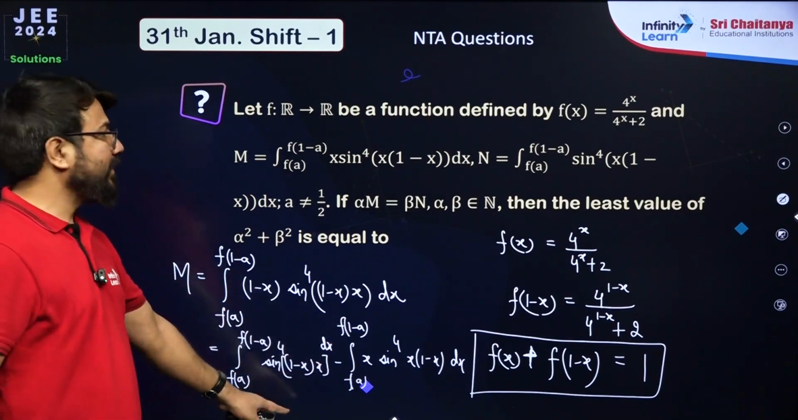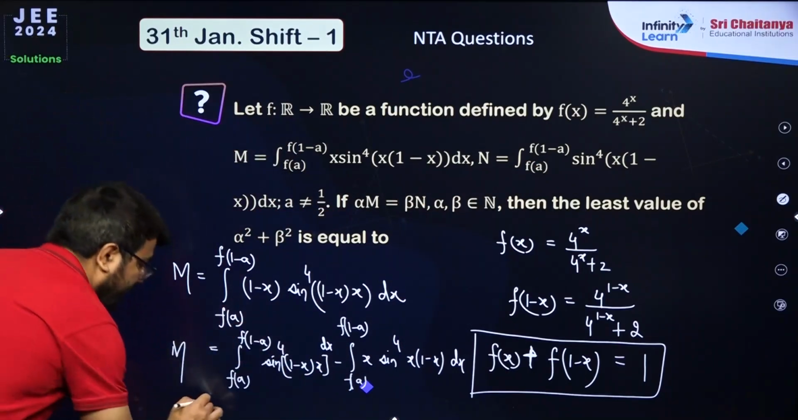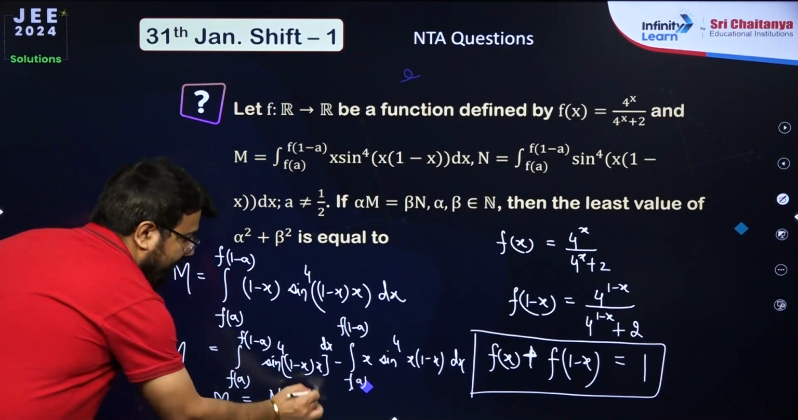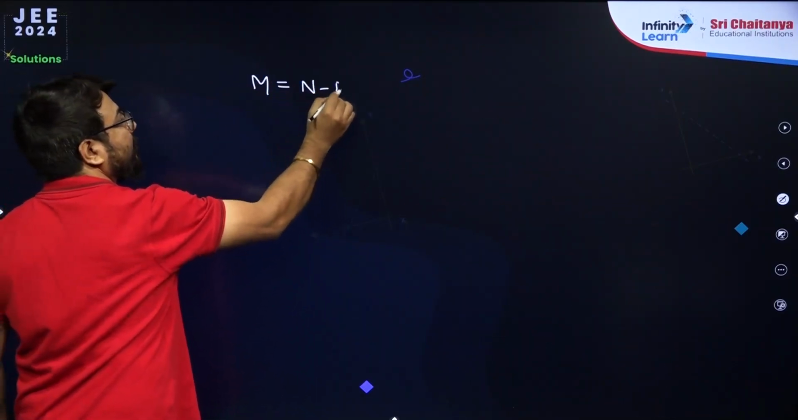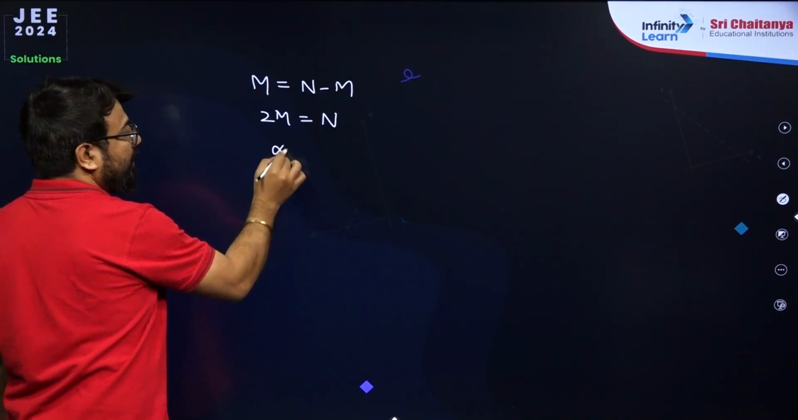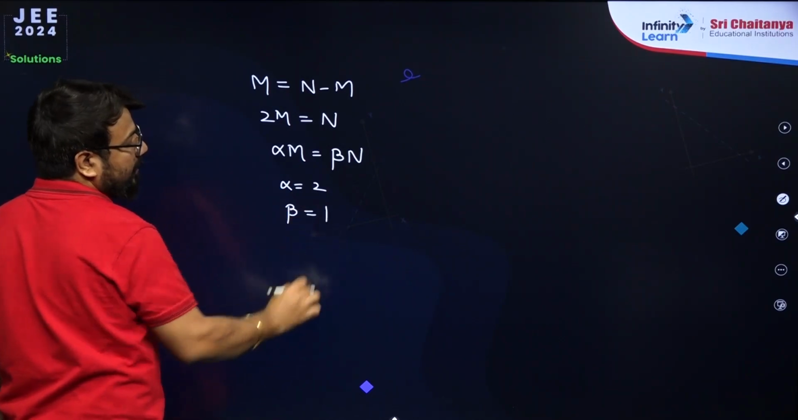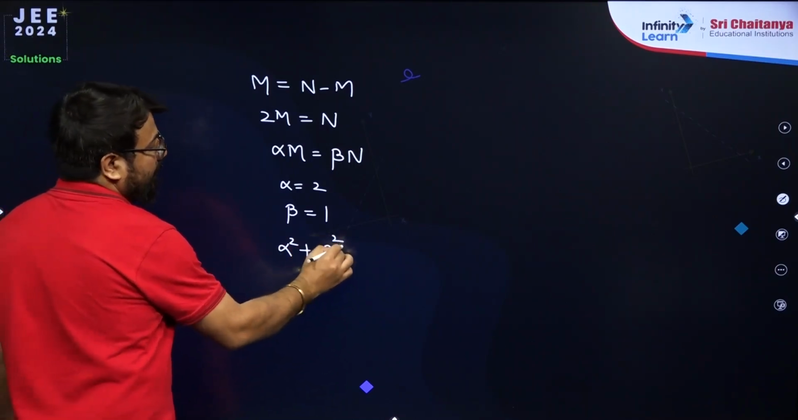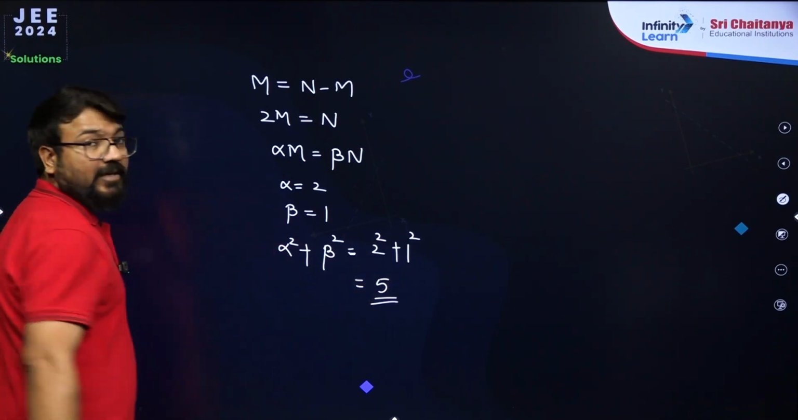Among these two integrals, can we have the value of n? Yes, n is there at the first place. So the m value will be written as n minus, and m is there in the second place. That means m is n minus m. 2m will be n. They have told that alpha m is equal to beta n. Alpha will be 2, beta will be 1. After that, they have asked for the least value of alpha square plus beta square. So 2 square plus 1 square they have asked from us. So the answer will be 5.